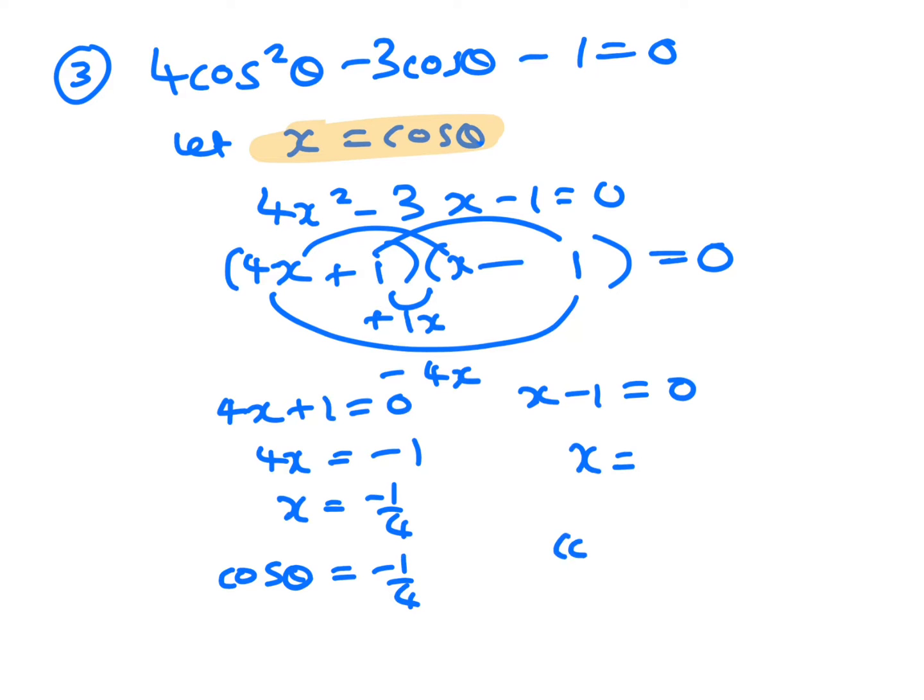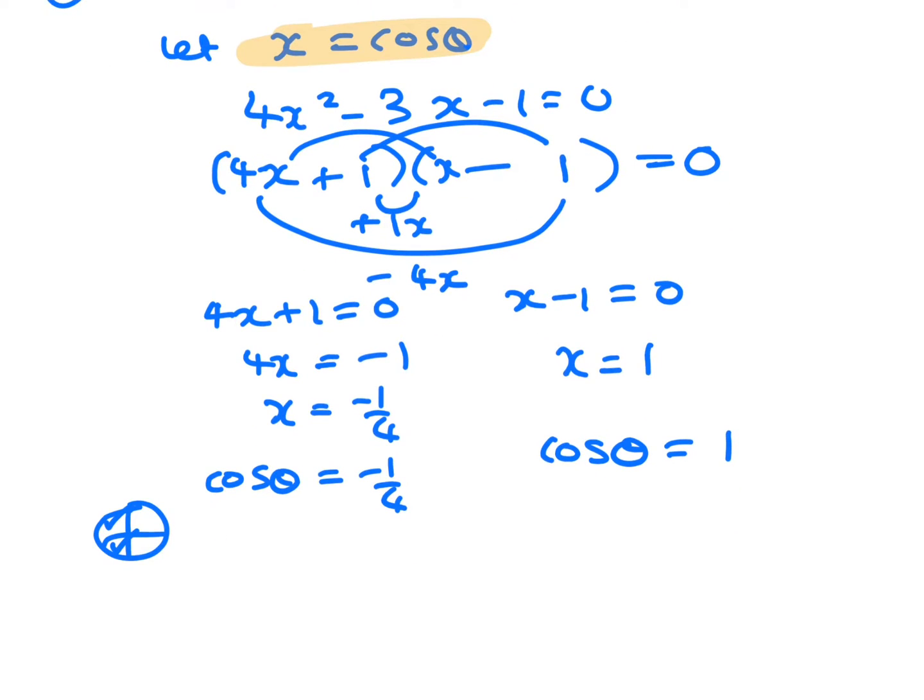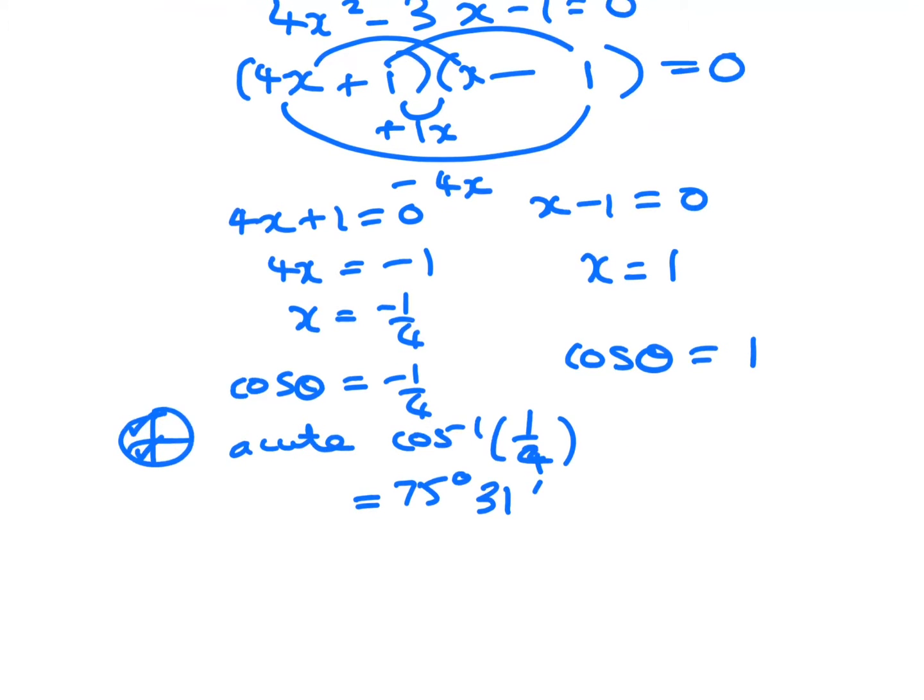So cos theta is minus a quarter, and cos theta equals 1. Cos theta is minus a quarter, so cos is negative there and there. That's the quadrant. Get the acute angle, so you go shift cos of minus 1 over quarter. So you get 75 degrees, 31 minutes. So because we are in those two quadrants, it's going to be 180 minus 75 degrees, 31 minutes, and 180 plus 75 degrees, 31 minutes.